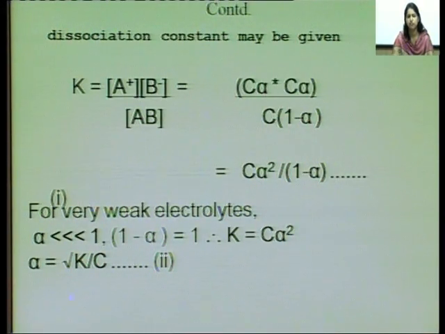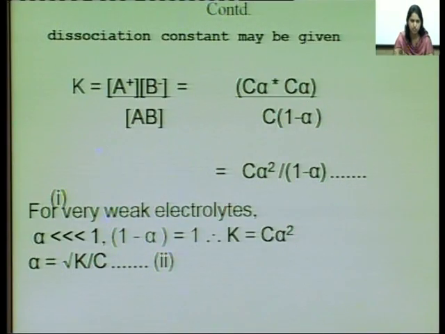For a weak electrolyte, the degree of ionization is very small in comparison to 1, so alpha can be neglected. If we neglect alpha, then 1 minus alpha is equal to 1. Then K is equal to C alpha square. This is called the Ostwald dilution law, where alpha is equal to under root K over C, that is, inversely proportional to the square root of concentration.